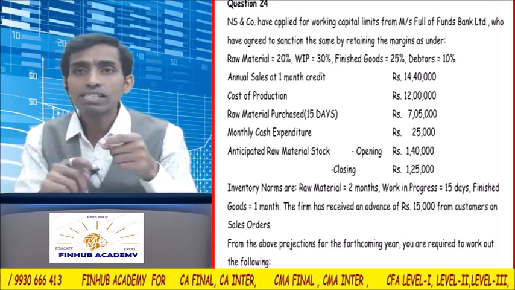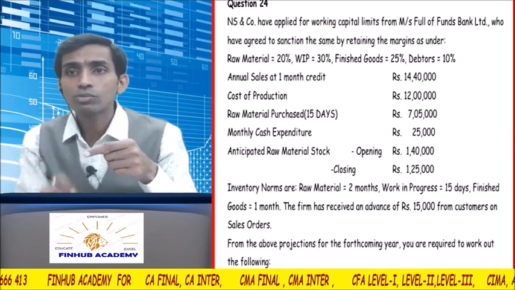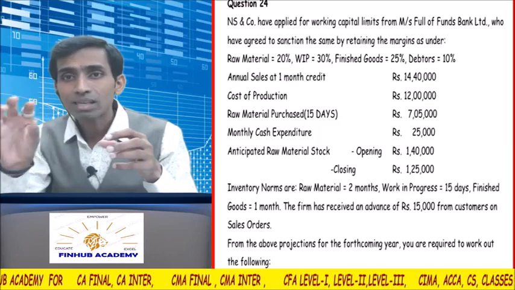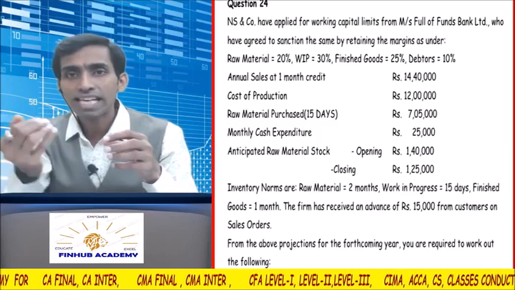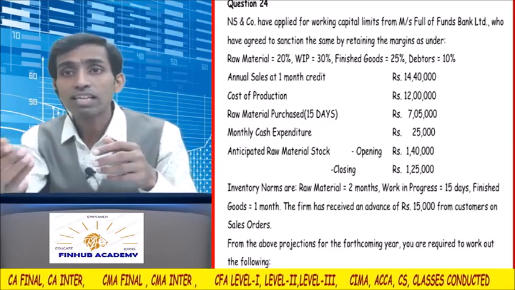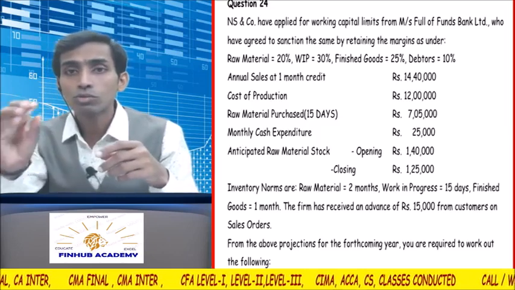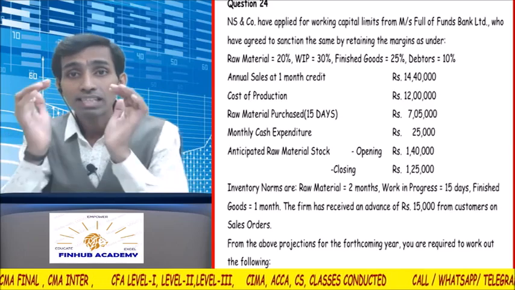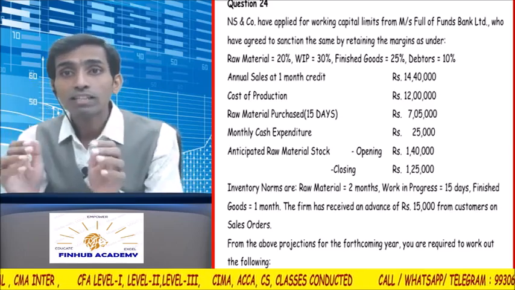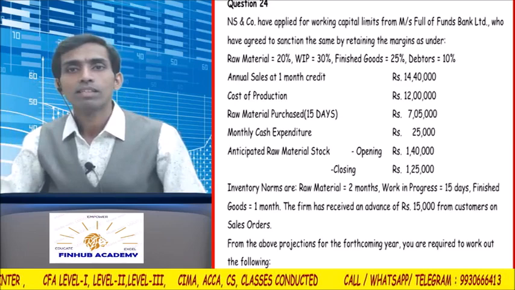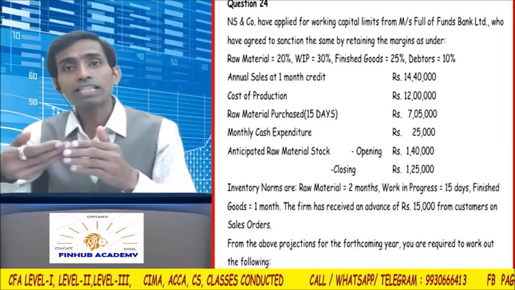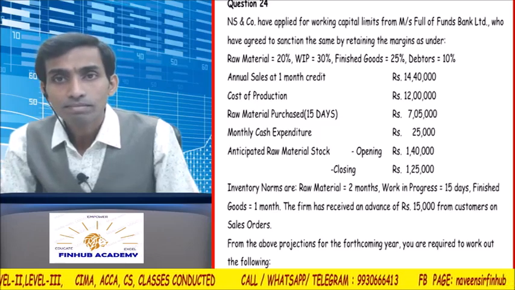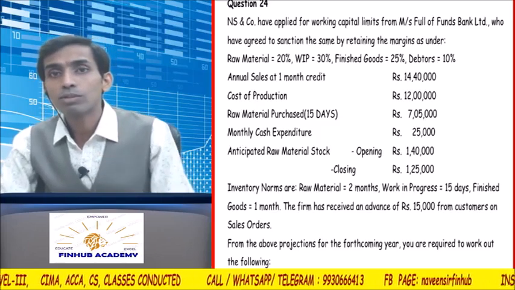Raw material 20%, WIP 30%, finished goods 25%, debtors 10%. Whatever values you calculate, take the percentage. Raw material, whatever the figure, take 20%. WIP, take 30%. Finished goods, take 25%. Debtors, take 10%. Take that total. That much fund you should have. That much margin you should have. Then only the remaining amount the bank will sanction. Is it clear? You understood the difference between the two margins?